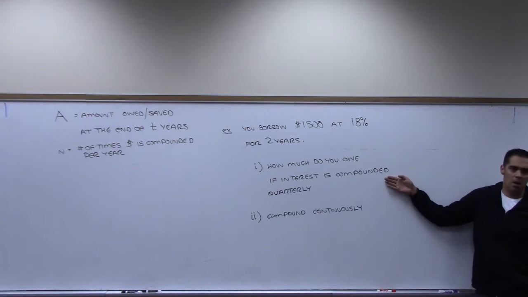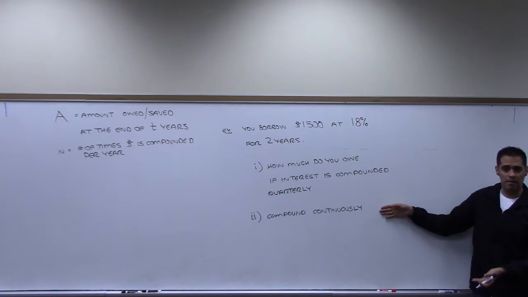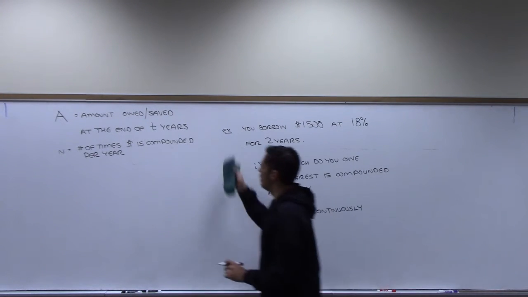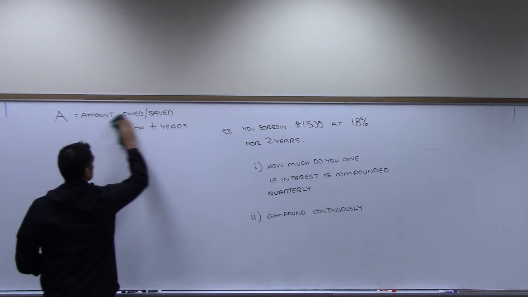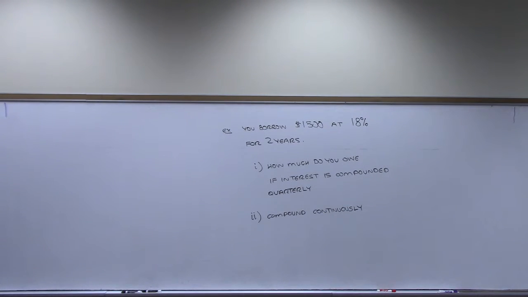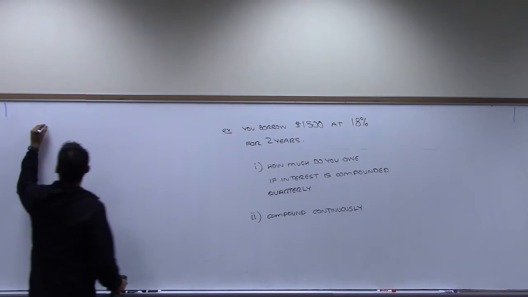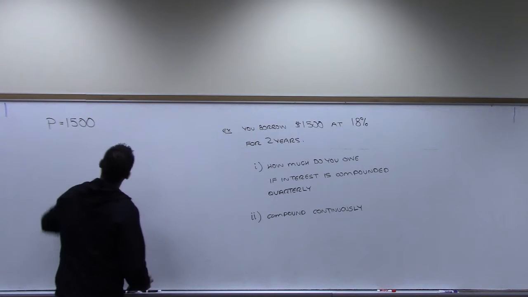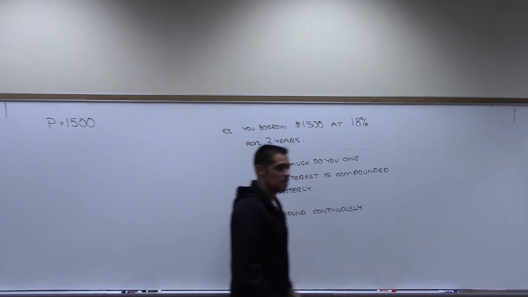So basically the first problem is telling me I'm going to use that first formula, and the second one is the second formula, right? So let's identify the pieces to the puzzle here so we can fill in our formulas. What information are we given? You borrow $1,500. What's the $1,500? That's your P. Okay? P is $1,500.